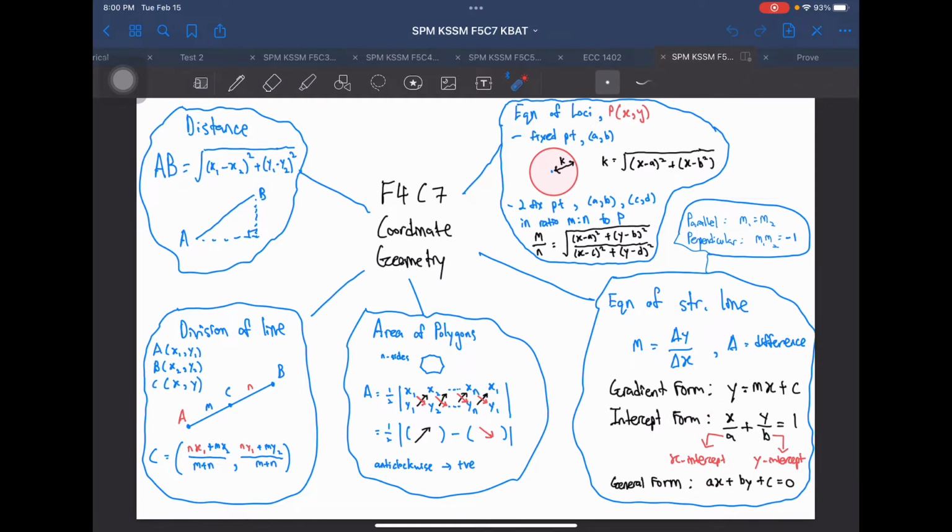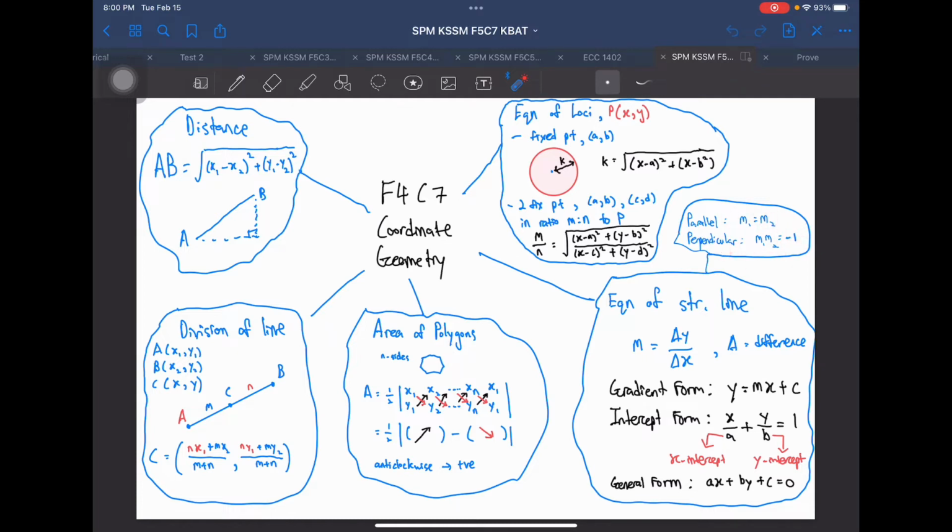The important thing about this part is that if two lines are parallel, their gradients are the same, and if two lines are perpendicular, the product of their gradients equals -1. So whenever you see parallel in the exam, the first thing that should come to mind is m1 equals m2. And whenever you see perpendicular in the exam, m1 times m2 equals -1 must come into your mind.